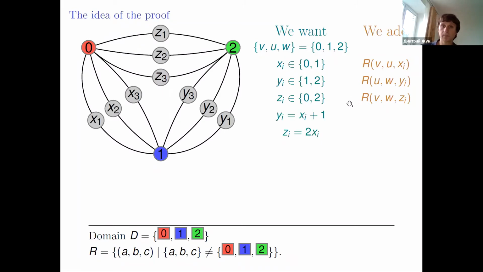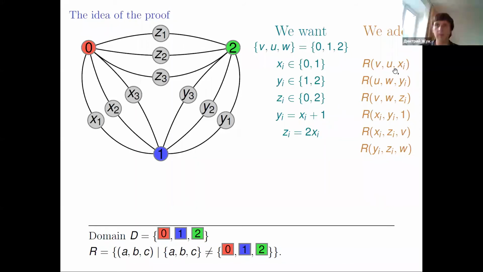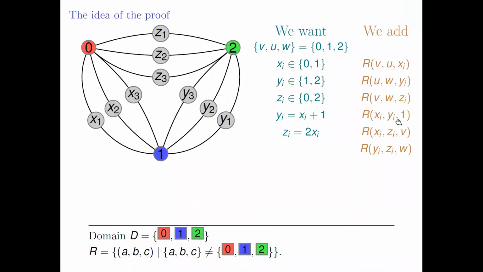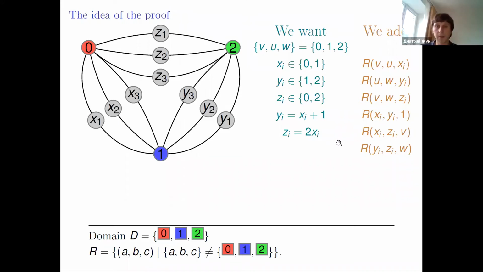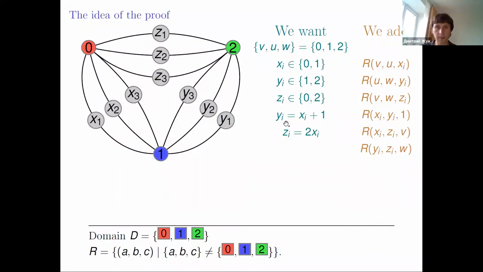Fine. What else do I want? I want y's and z's to be uniquely determined by x's. So I want yi to be xi plus 1 and zi to be just 2xi. And to achieve this, I add these constraints. Okay, and now imagine that. So why is yi equal to xi plus 1 represented like this? Okay, so you don't allow xi and yi to be 0 and 2 in any ordering. But is it symmetric? I mean, y equals x plus 1 is not symmetric, but this relation is symmetric. How can it be? Okay, let me think.